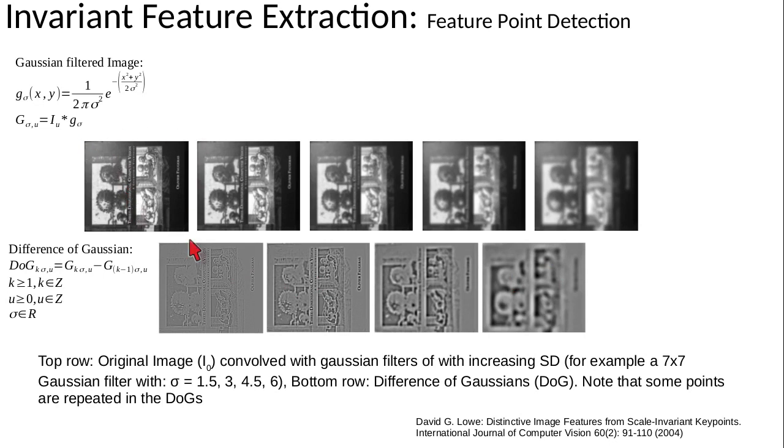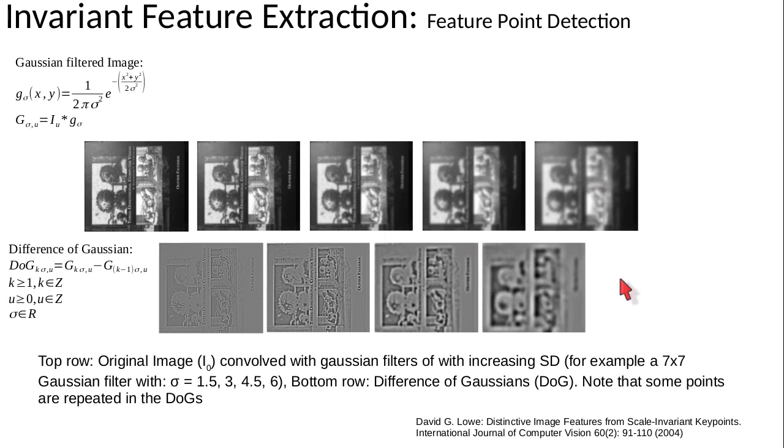For example, this is the first octave or the image I0. Gaussian filters with increasing standard deviations would be applied to get 4 different images from this image I0. For example, we may choose to apply a 7 by 7 Gaussian filter with sigma equal to 1.5 to obtain this image. Similarly, a 7 by 7 Gaussian filter with sigma equal to 3 is applied on I0, which is this image, to obtain this image. Similarly, a 7 by 7 Gaussian filter with sigma equal to 4.5 is applied on I0 to obtain this image. And sigma equal to 6 with a 7 by 7 filter would give you this result.